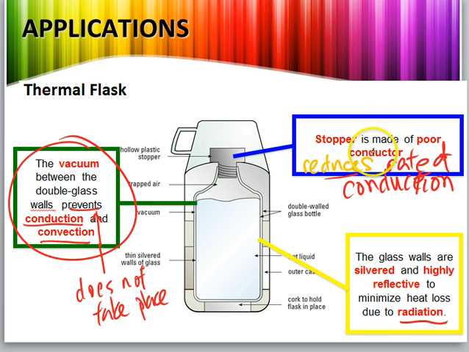So the stopper is a poor conductor, so it reduces the rate of conduction. The silver surface of the inner glass minimizes heat loss due to radiation. Minimize here means it does happen also. And the last one, the vacuum between the double glass wall prevents conduction and convection. So you can see a thermoflask uses conduction, convection, and radiation. The principle of it is to help keep our contents warm or cool.